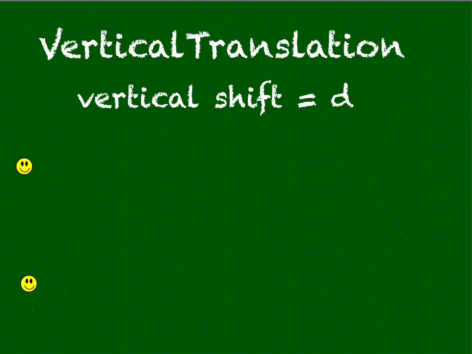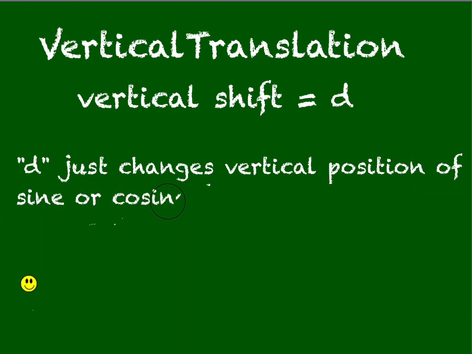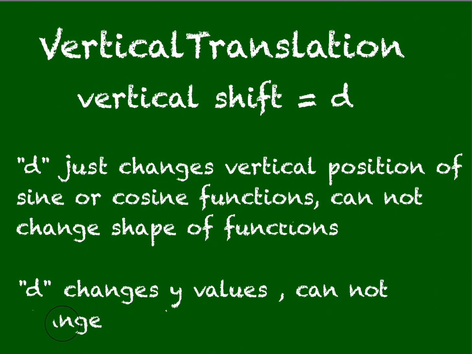The parameter d in the sine and cosine functions represents the vertical shift or the midline of the graph. The parameter d in sine and cosine functions simply changes the vertical position of the graph without altering its shape. It means that only the y values of the graph can be changed, not the x values.